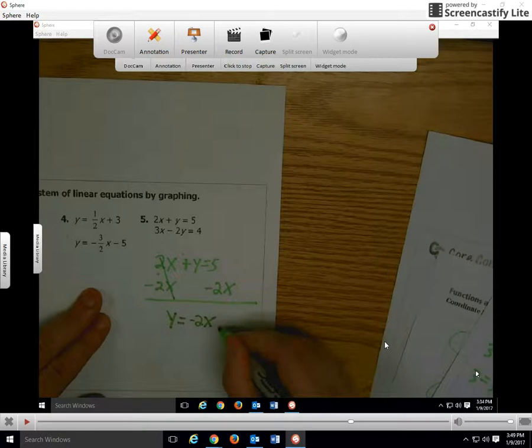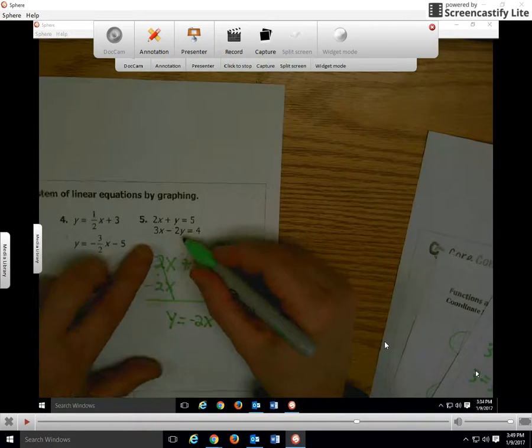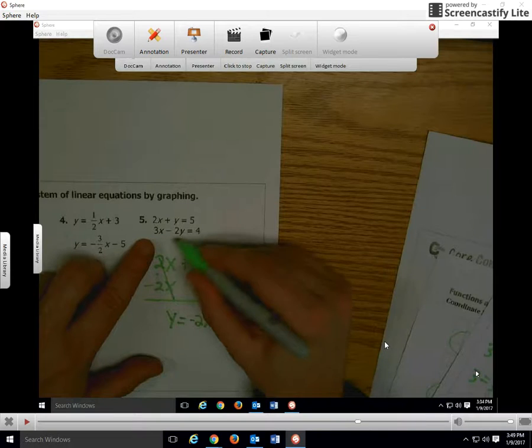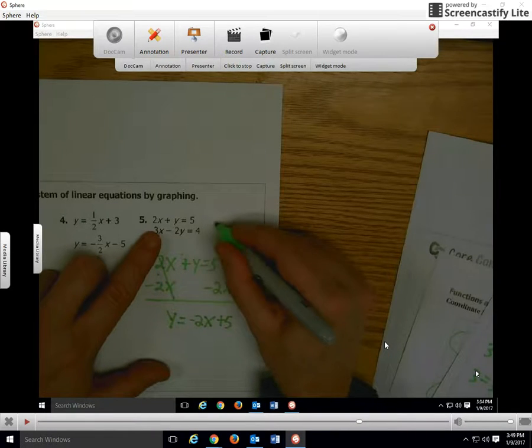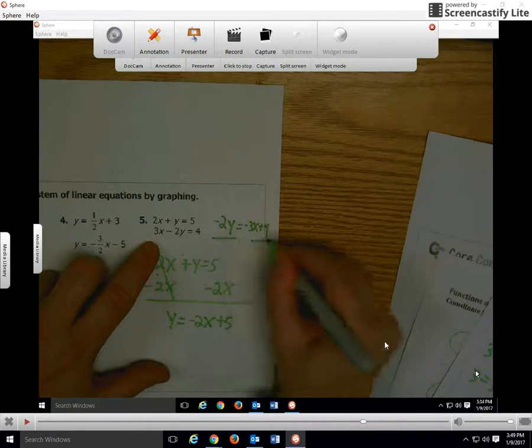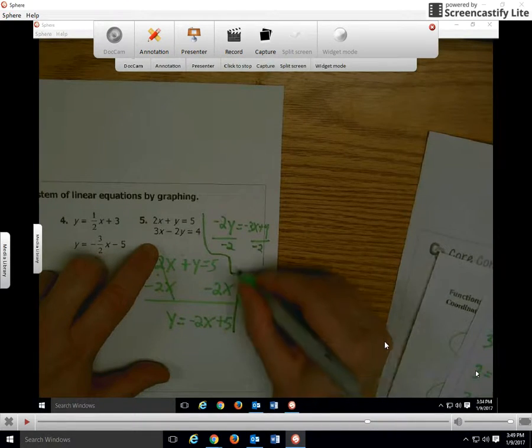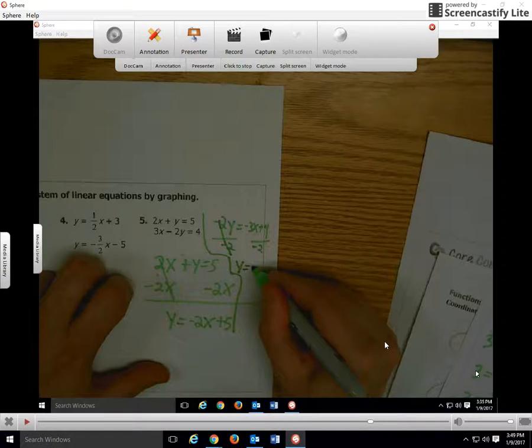So let's do the same thing on this. Let's get the y by itself. So if I were to take away a negative on both sides, you would have a negative 2y equal negative 3x plus 4. And then we divide by a negative 2. So we'd end up with y equals 3 over 2x minus 2. Okay, so let's graph these both and see if they have a common point that we can find.